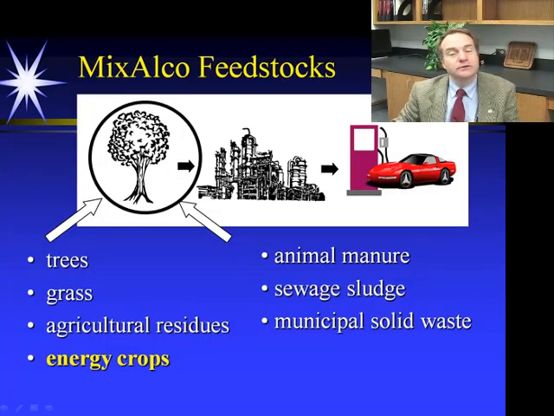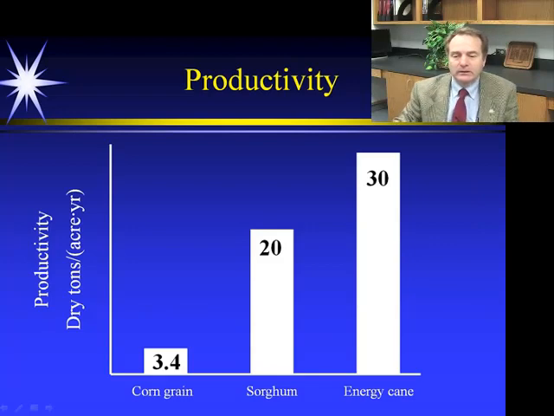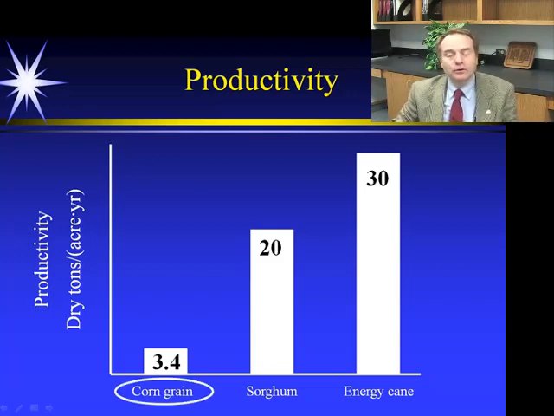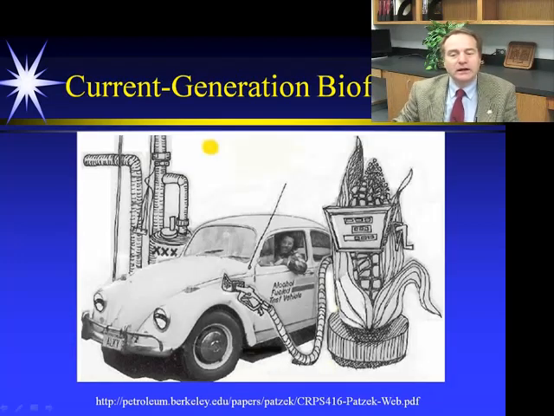We can also use energy crops, and what I'm showing here are 3 crops that could be used for energy: corn, sorghum, and energy cane. On the y-axis, I'm showing the productivity, that is how many dry tons per acre per year are produced. So let's talk about corn for a while, which is used to make ethanol fuel. This picture kind of shows the idea. We take the energy of the corn and put it into our automobile so that we can drive.